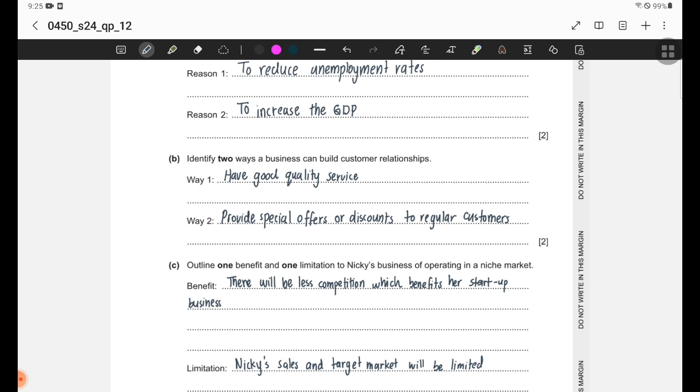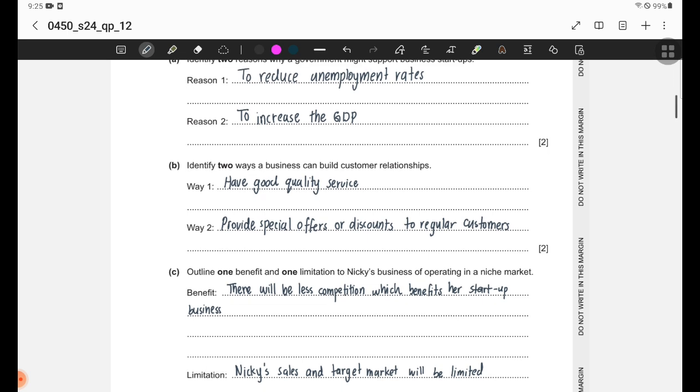You can talk about providing special offers like discounts to regular customers. Okay, this can also encourage customer loyalty. You can also talk about the brand image, market research, responding to complaints, or things like offering refunds, adding extra service to your business like delivery service or after sales service. Things like that are acceptable, and there's many more.